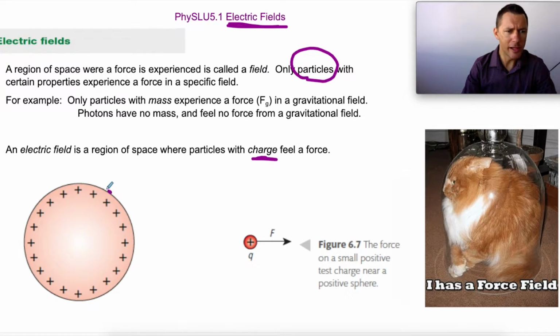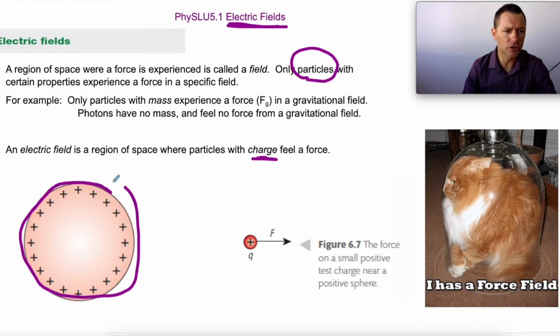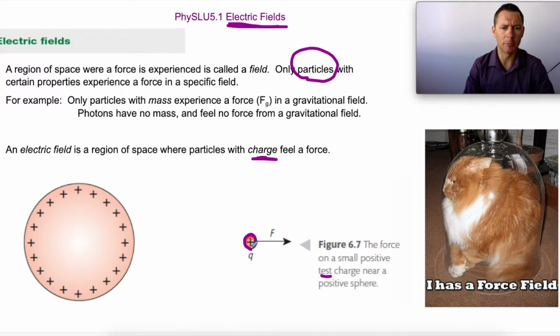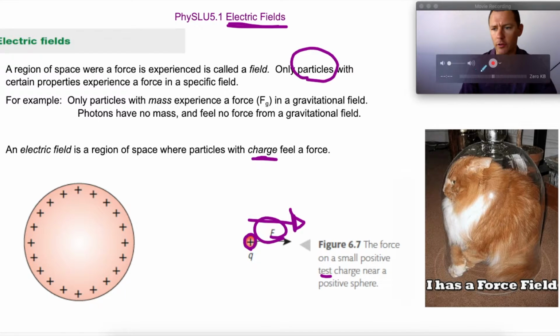So therefore, if this is a charged sphere, like a metal ball with a lot of positive charges on it, and you have a little, they call it a test charge, a little positive test charge, this is making a region in space in which this little positively charged particle will feel a force and be repelled, right? So this force is the electrostatic repulsion.